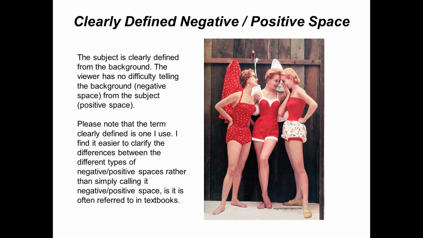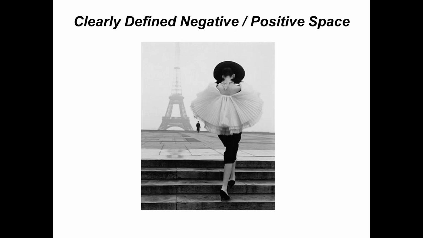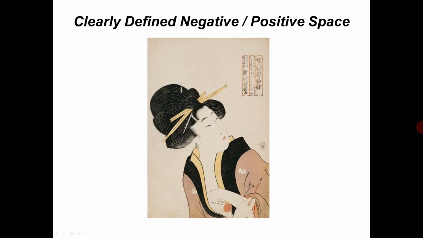So let's take a moment and look at this older fashioned photo here. We have three models, and they are our positive space, and this fencing in the background is the negative space, and you have absolutely no difficulty telling one from the other. Another fashion shot from, I believe, the 50s. Clearly defined, we can tell the model from the background, the positive from the negative. A beautiful woodcut.